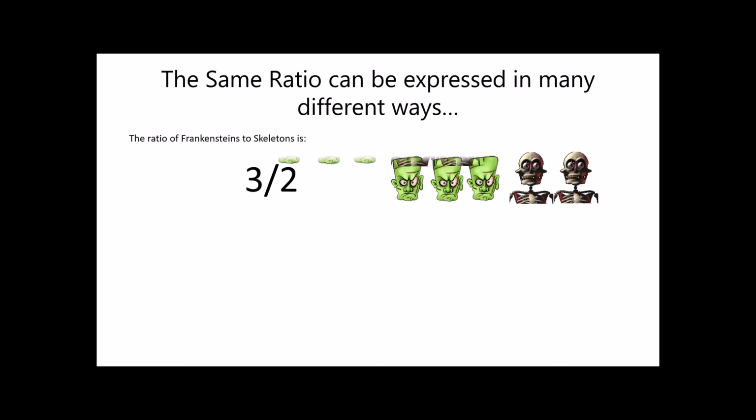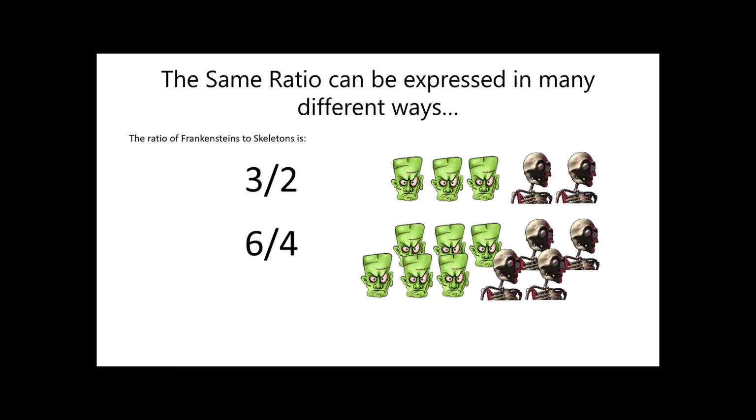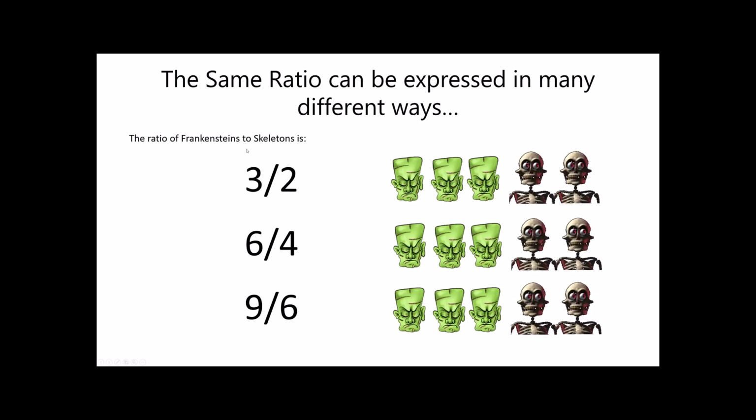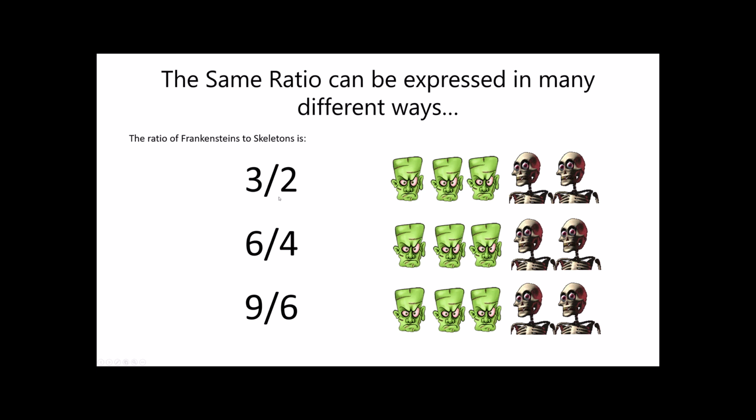But suppose I were to do this. Notice that now we have 6 Frankensteins and 4 skeletons. Or I could do this, and say there are 9 Frankensteins and 6 skeletons, 9 to 6. And you should remember from your study of fractions that if we look at these 3 ratios written in fraction form, 3 halves, 6 fourths, and 9 sixths are all actually the same fraction. They are the same ratio.